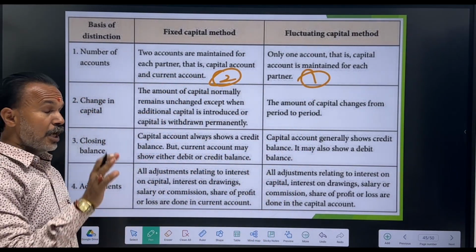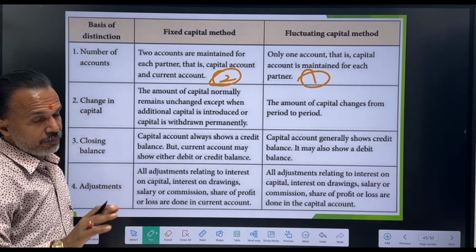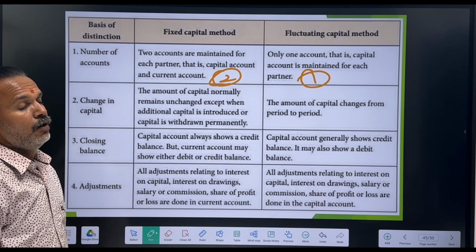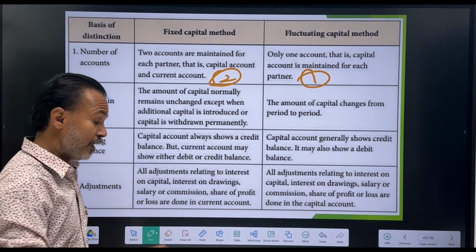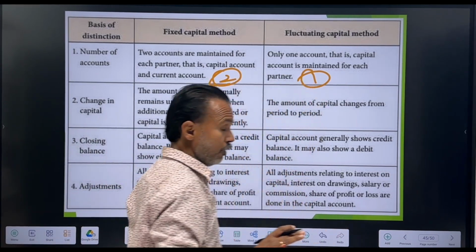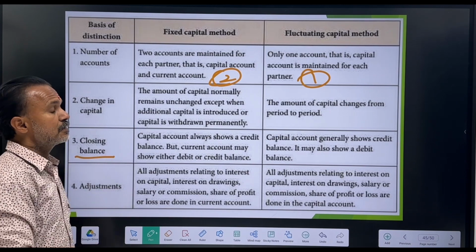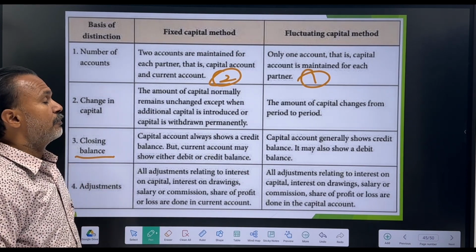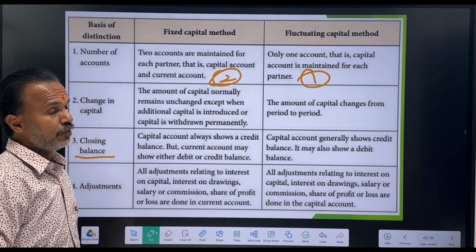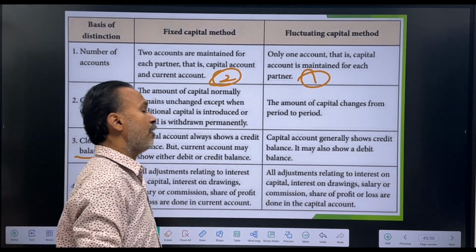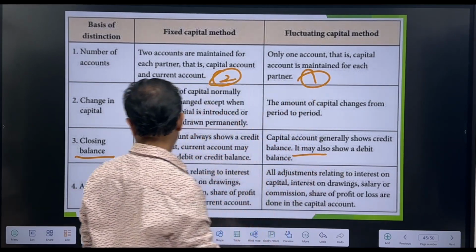Change in capital. In the case of fixed capital account, there is no change in capital account except permanent withdrawal of capital or additional capital invested by the partners in the firm. But in the case of fluctuating capital account, it always changes from time to time. Closing balance. The balance of fixed capital account always shows credit balance. But current account balance may be debit or credit. Fluctuating capital account may show debit or credit balance both.